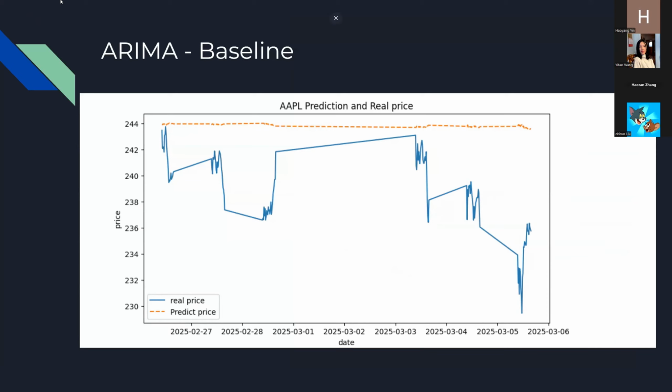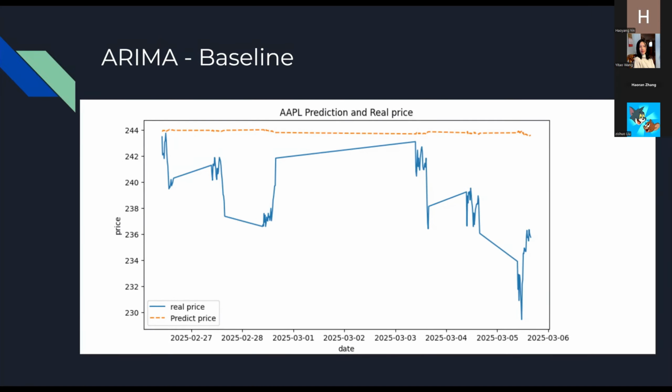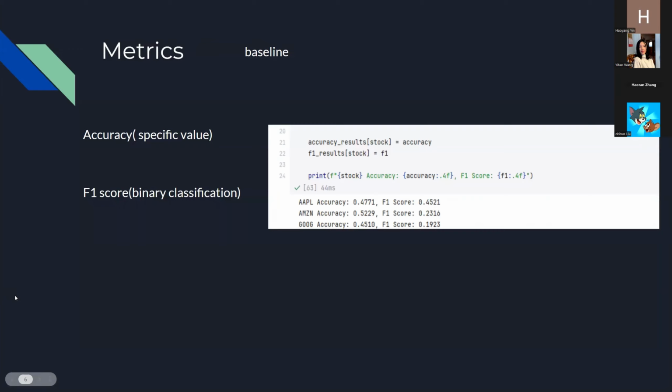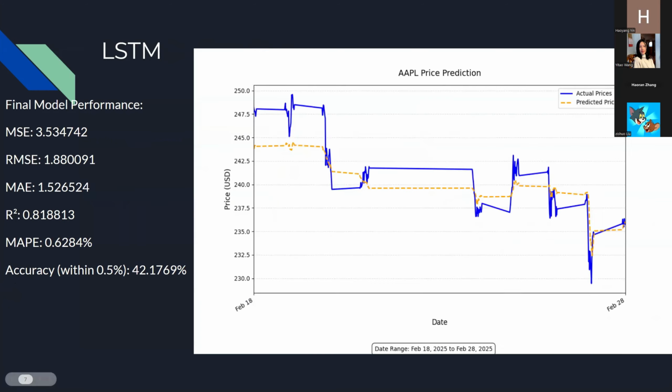We build our baseline on the ARIMA model. ARIMA is a one-step model. It means that it makes a single-step prediction based on former data points. And we choose accuracy and F1 score. The baseline accuracy on Apple is about 47%, and the F1 score is about 0.45.